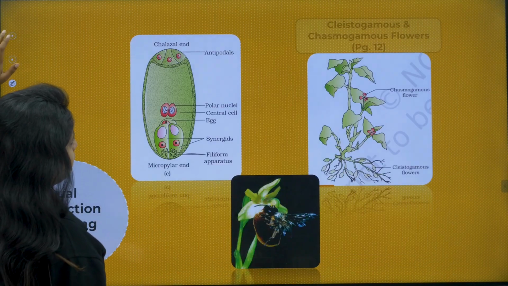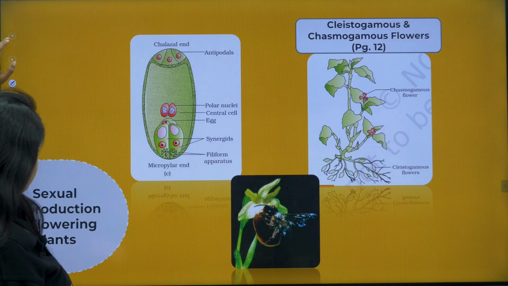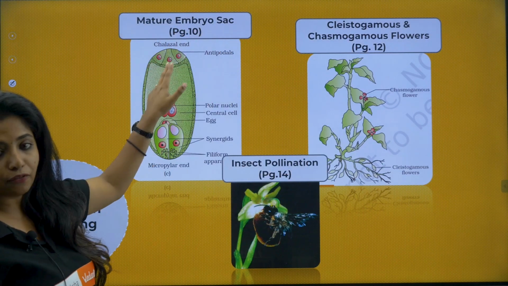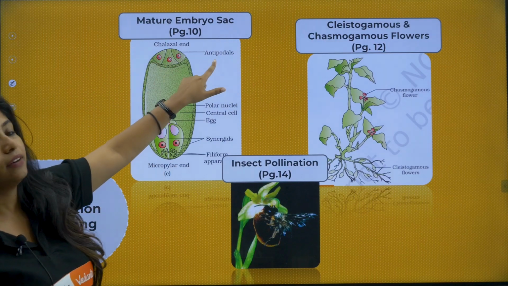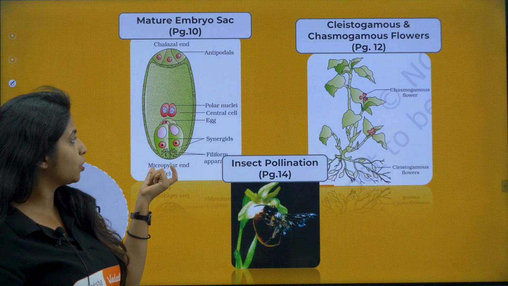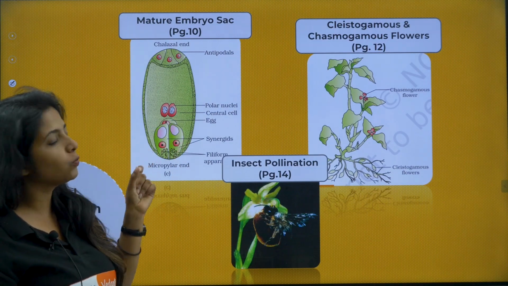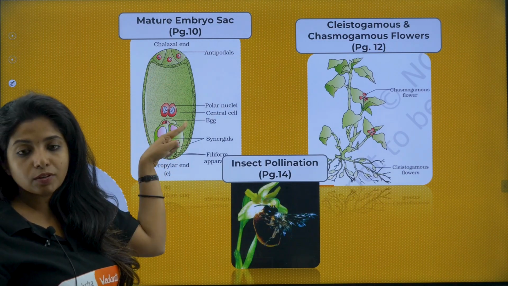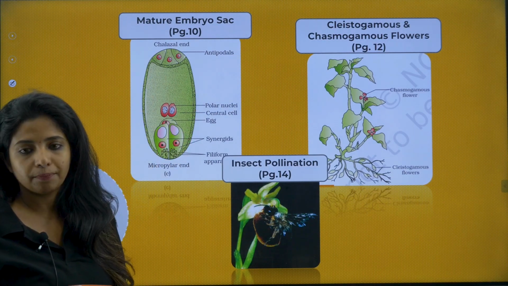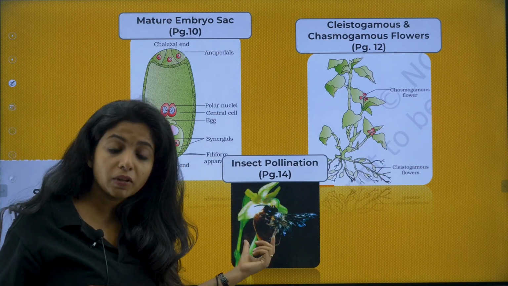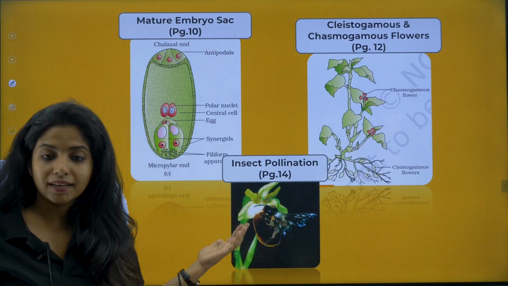Now again, so many pictures up here which you have to remember, my dear children. Mature embryo sac, obviously. The chalazal end is where you have antipodal cells, and at the micropylar end, as I said, the egg apparatus is there. The egg, the synergids, and the two polar nuclei will be there. The two polar nuclei come in what? The central cell. Now this is the presentation of insect pollination. If you are asked what is happening up over here, this is insect pollination.